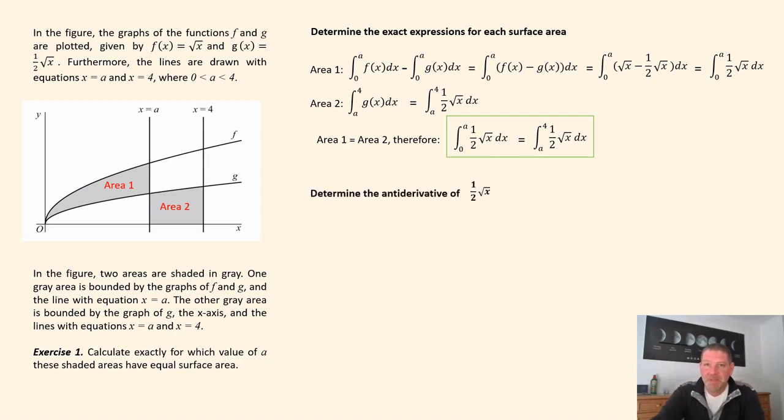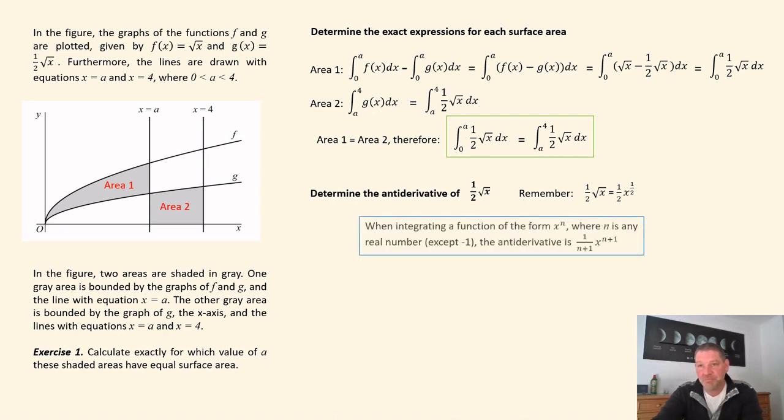So let's do so. We need to determine the antiderivative of half the square root of x. It might make it easier to remember that half the square root of x equals half times x to the power half, because then the rule for integrating, which is written here, can be applied. Now in our case, n equals half. So filling this out for half times x to the power half would lead to this expression.